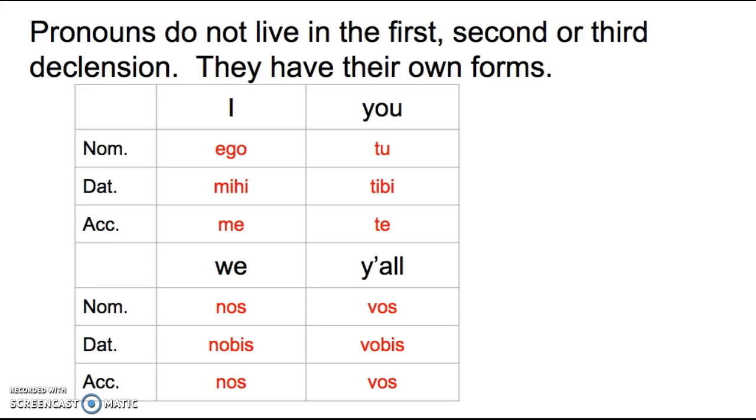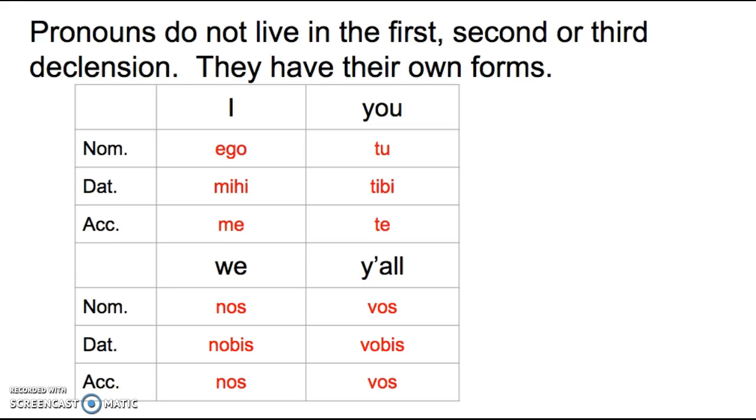The nice little rhyme there is ego mihi me tu tibi te, ego mihi me tu tibi te. That way you don't actually have to memorize it. It's just an annoying rhyme that you can't forget no matter how hard you try. Nos and vos are also pronouns. Nos is nominative. The dative, if somebody gives something to us, is nobis. Vos is nominative. If somebody gives something to you guys, it would be vobis. Nobis, vobis. At least they look alike. It's a little less to have to memorize.